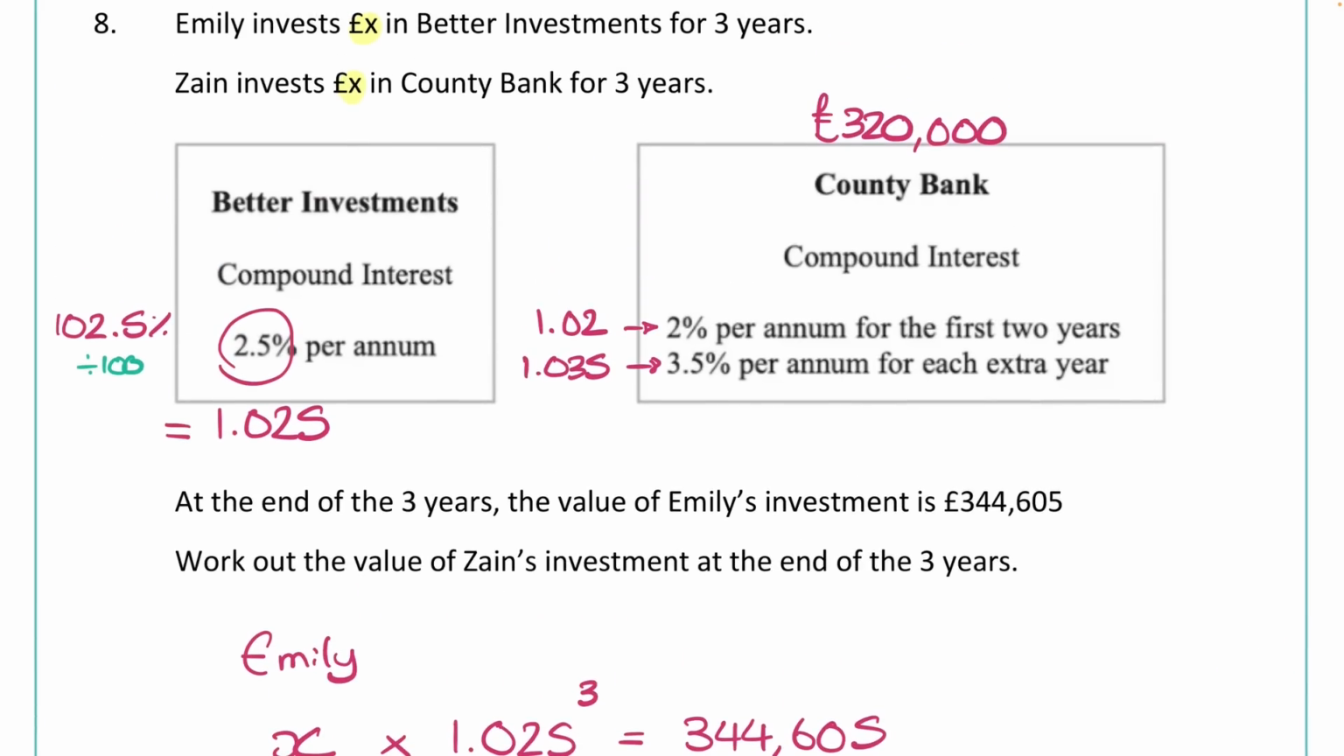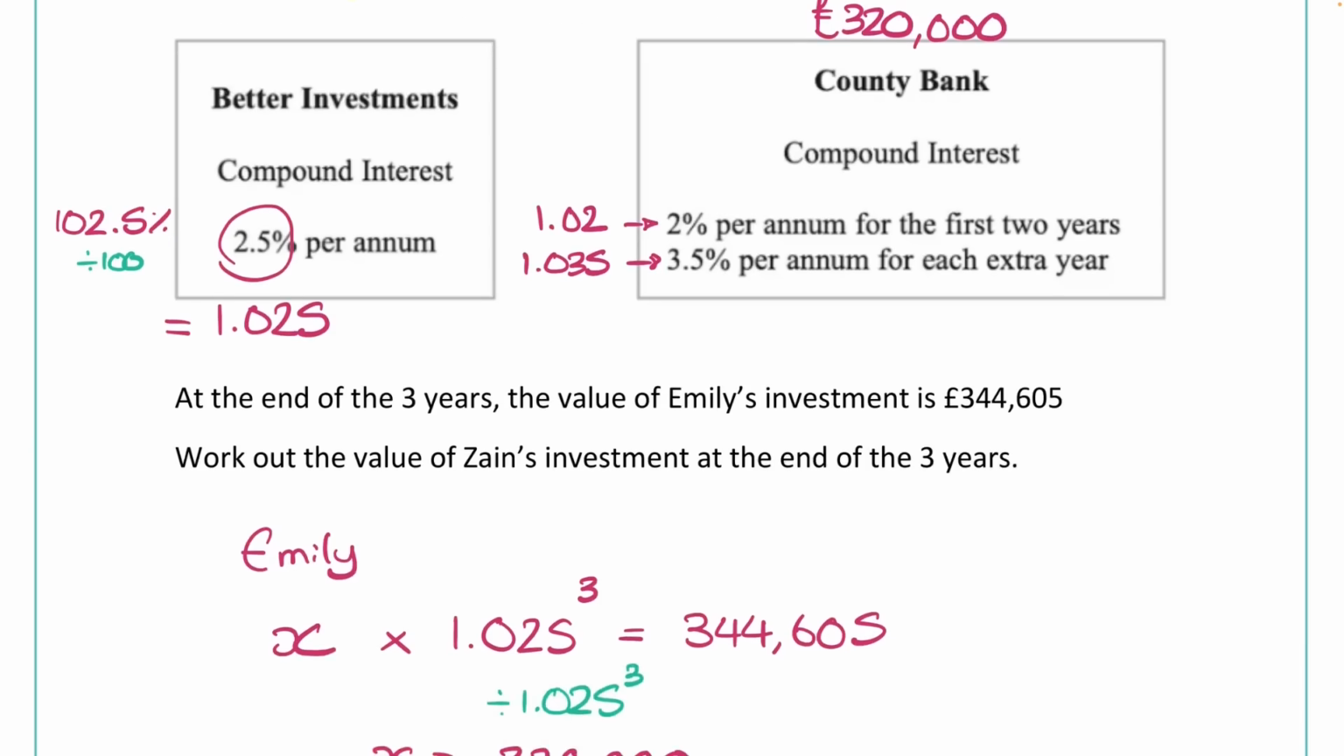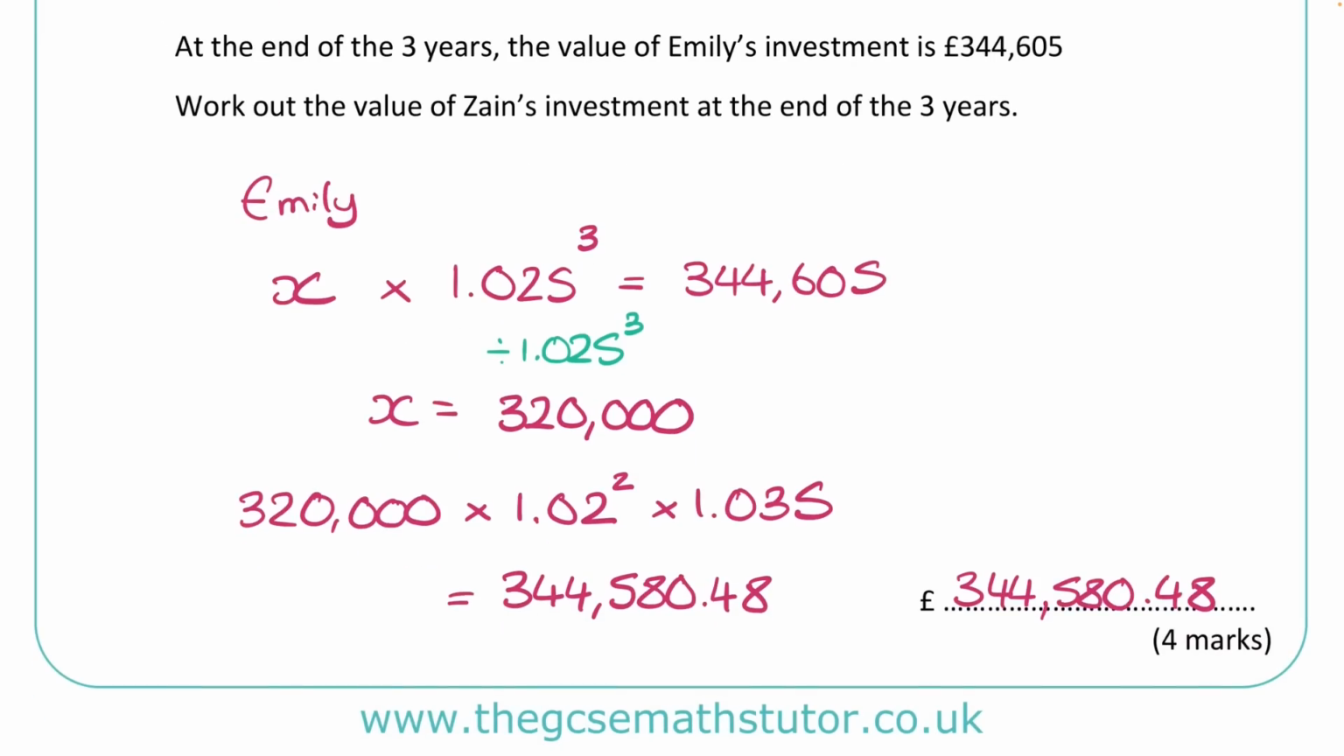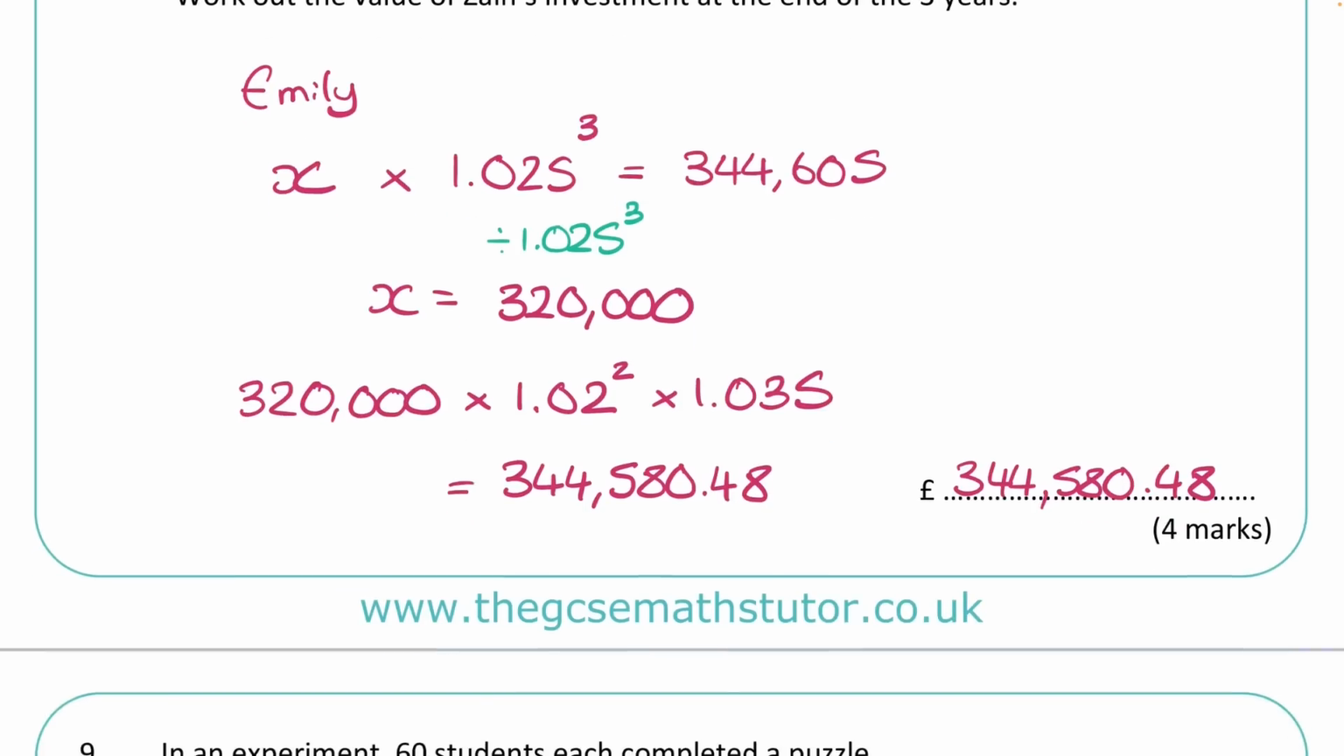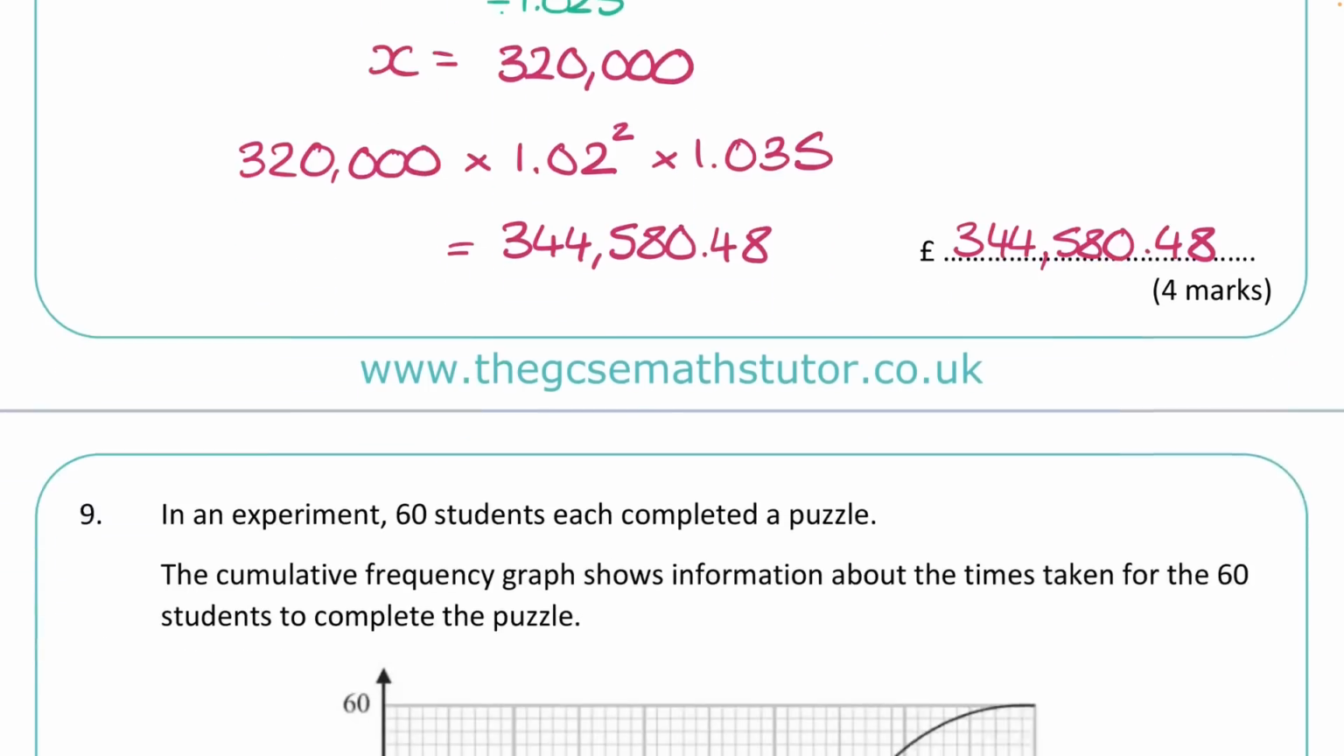So there we go, that was using compound interest. We had a slight reverse compound interest there to start with, to find the starting amount of money, and then we ran that through the other bank, which had two different percentages that we had to use there. 2% for the first 2 years, and then 3.5%. And there we go, there was some compound interest.